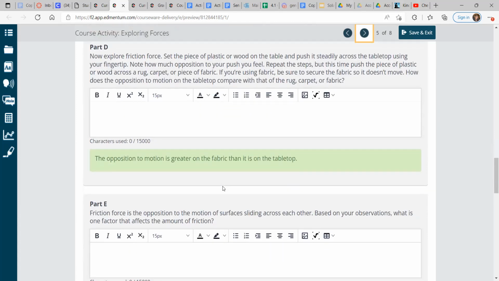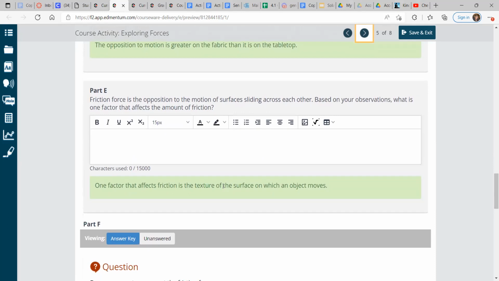Now explore friction force. Set the piece of plastic or wood on the table. Push it steadily across the tabletop using your fingertip. Note how much opposition to your push you feel. Now repeat that with the piece of plastic or wood across a rug, carpet, or piece of fabric. If you were to do this, you would notice that the object would move more easily on some surfaces and it would be harder to move on others. So the opposition to motion is greater on the fabric than on the smooth tabletop.